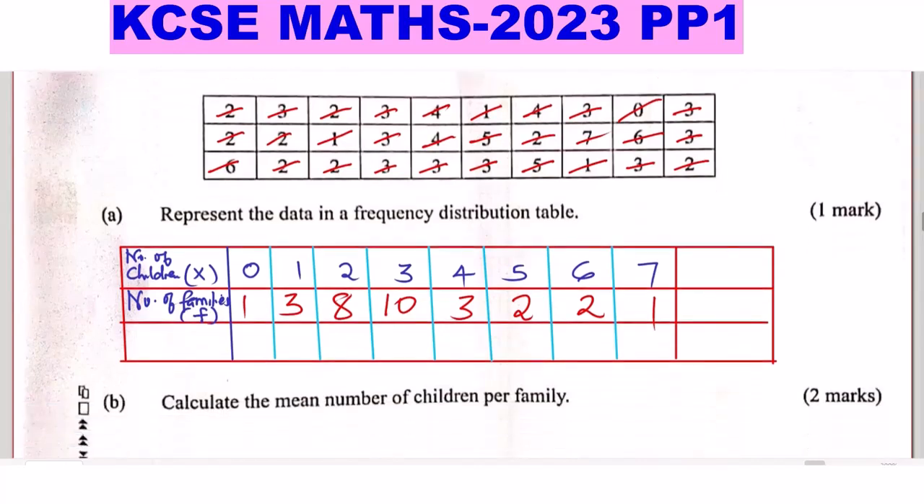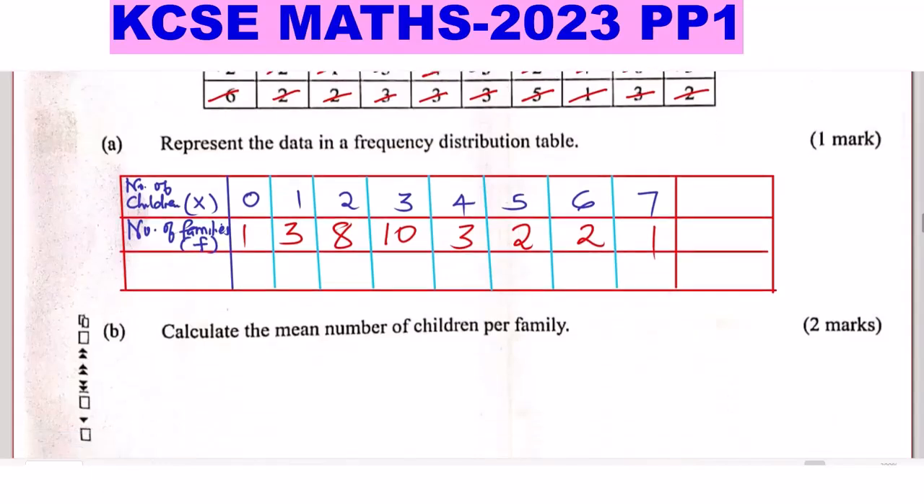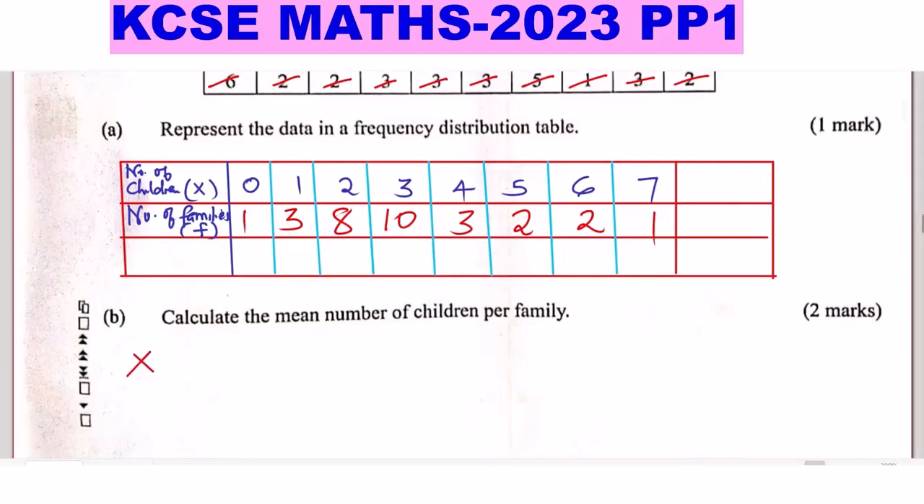Let's go to the second part. Calculate the mean number of children per family. To get the mean, which I'm going to denote by x bar, it is equal to the summation of fx divided by the summation of frequency. So let me create here a column that is fx. X is the number of children, and f is the number of families. Just multiply 0 times 1.